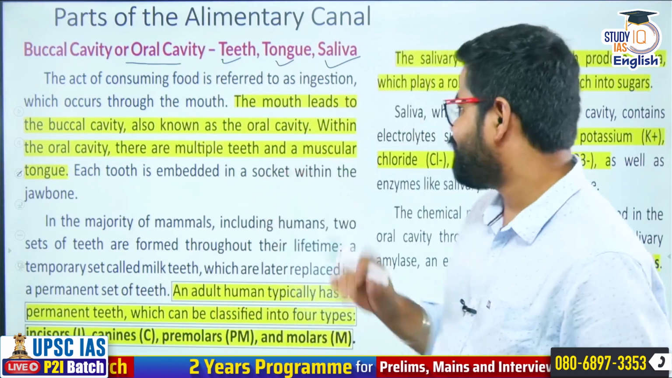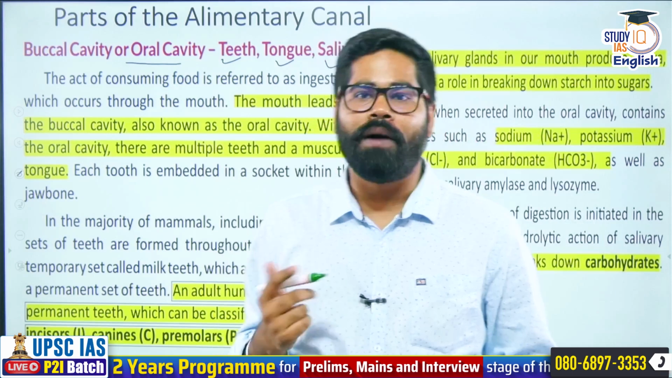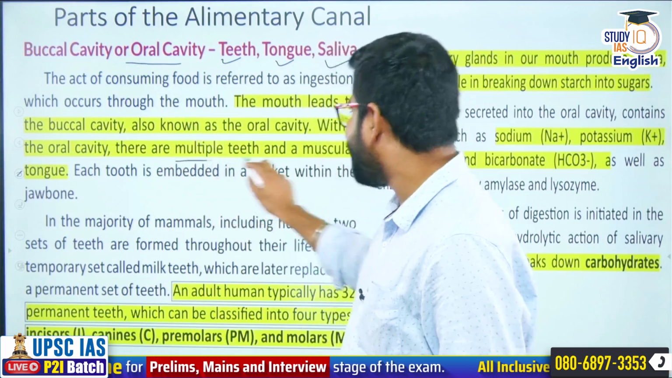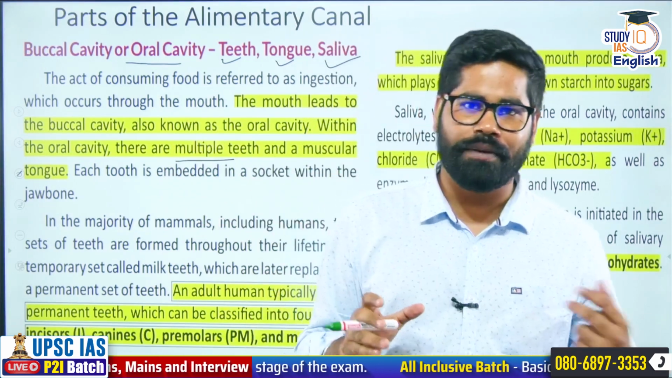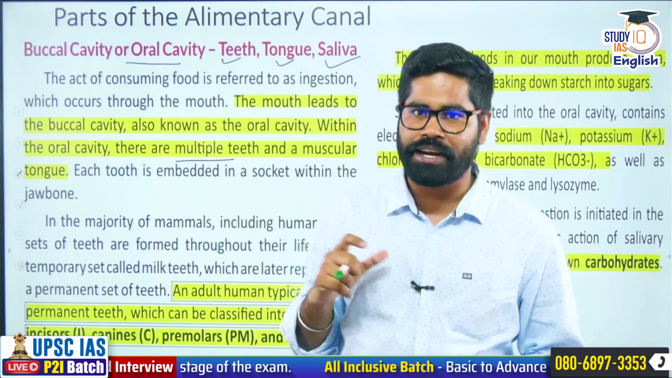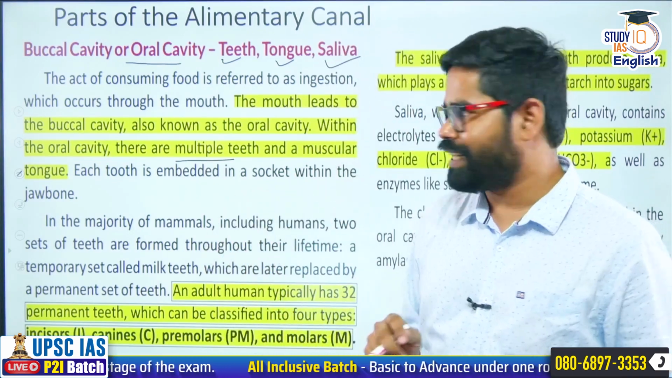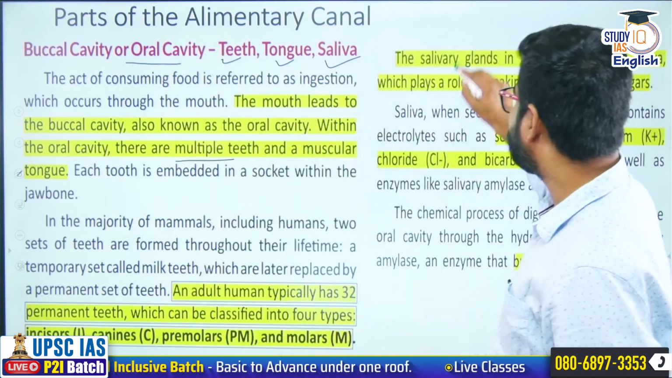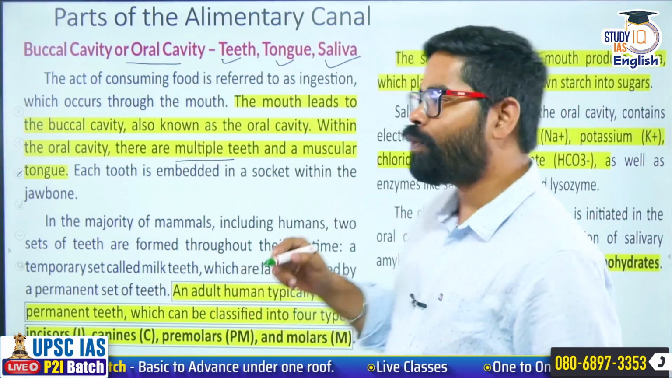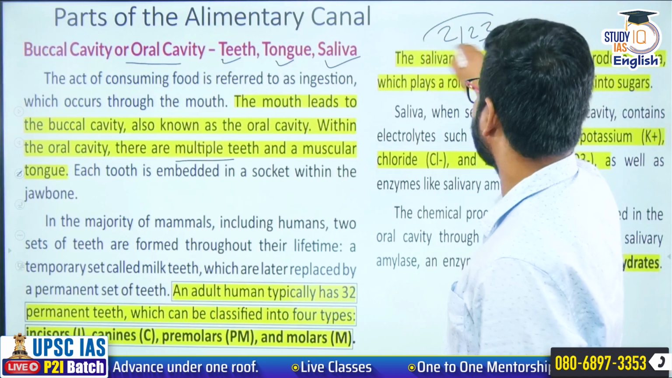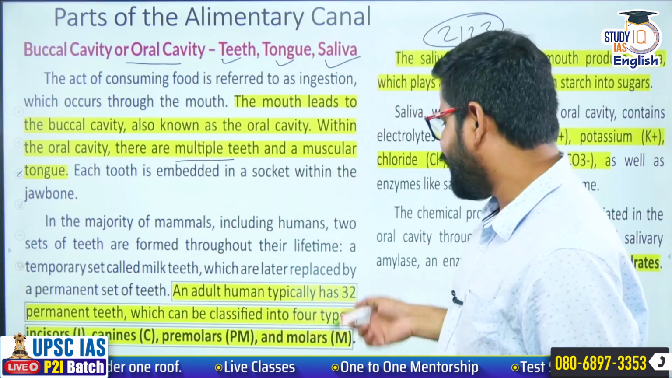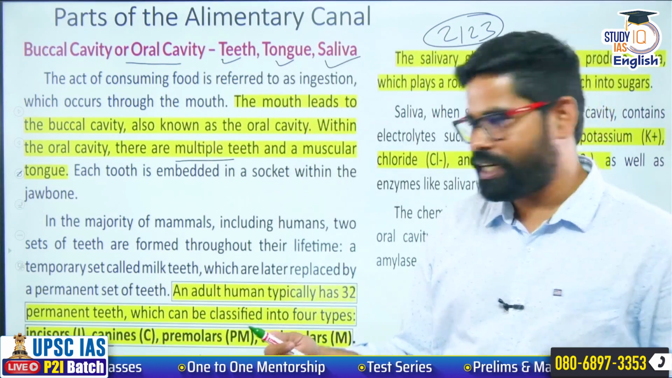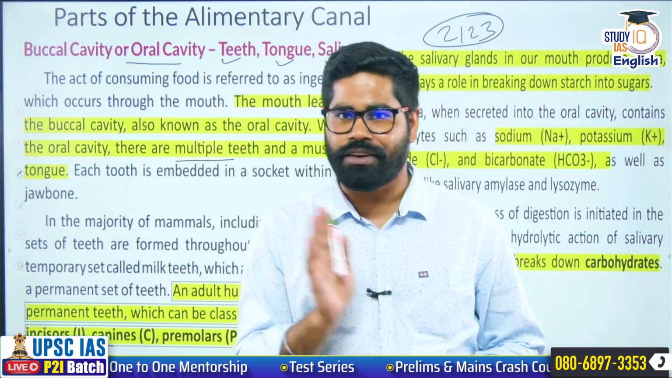Now see here, when we talk about the mouth, it leads to the buccal cavity, and this buccal cavity is nothing but a space. It is basically a huge space in our mouth, and in this buccal cavity, air and food are going simultaneously. Now you will find that in our mouth there are a number of teeth. They follow a simple pattern: 2 1 2 3, 2 1 2 3. Basically, we have two incisors, one canine, two premolars, and three molars on each side.